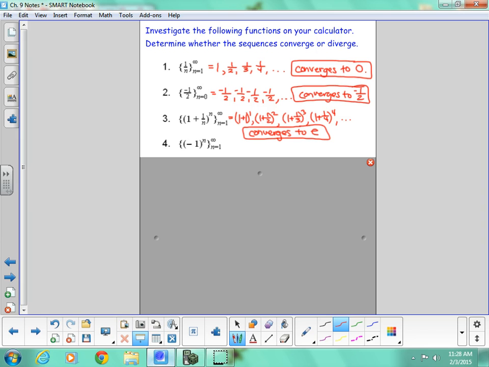Next, -1 to the n. Did you guys get that one? What's that going to be? -1 to the 1, -1 squared. Oh, that's fun. Is it converging? Yes. Oh, no. What's it doing? Back, forth, back, forth, oscillating. It's like us. It can't make up its mind. So, diverging. It's oscillating.